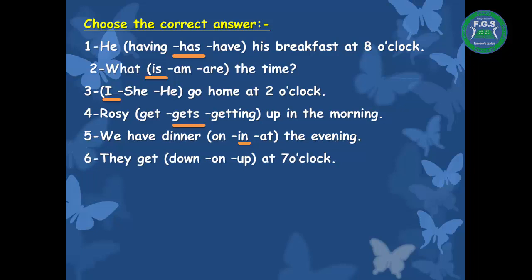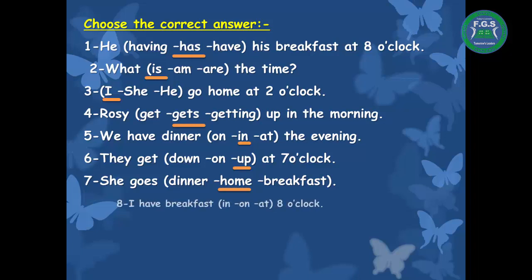Number 6. They get down, on, up at 7 o'clock. That's right. They get up at 7 o'clock. Number 7. She goes dinner, home, breakfast. That's right. She goes home. After school, she goes home. Number 8. I have breakfast in, on, at 8 o'clock. Yes, that's right, at, because we use at before the time.